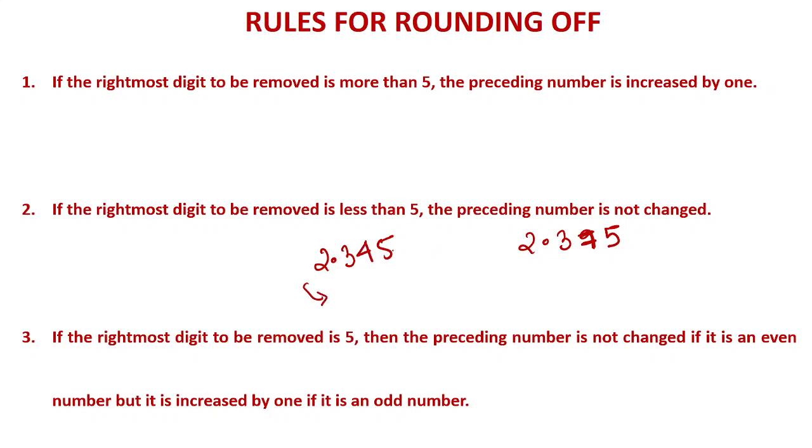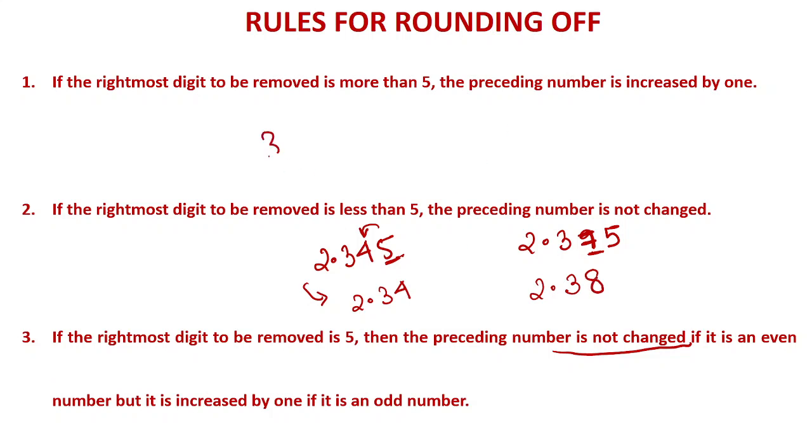It is said that when the rightmost number is 5 and the number preceding that one is even, then it is not changed. It means if you are rounding it off, it will be directly 2.34, but it changes by 1 if it is odd. It means it will be 2.38 in this case.